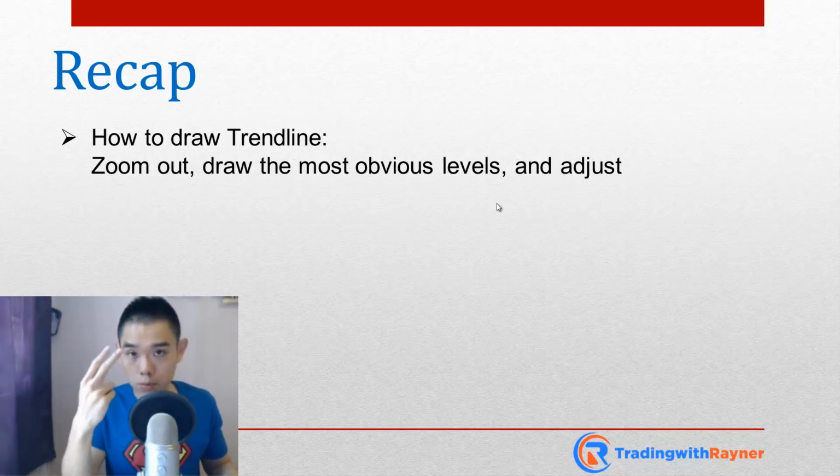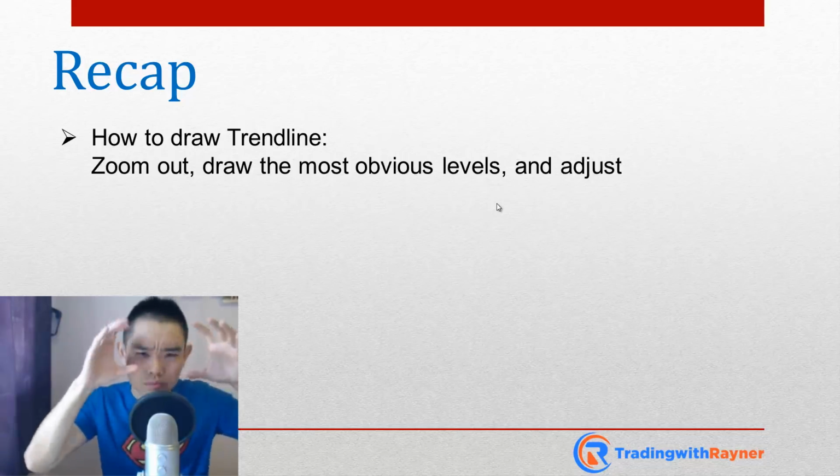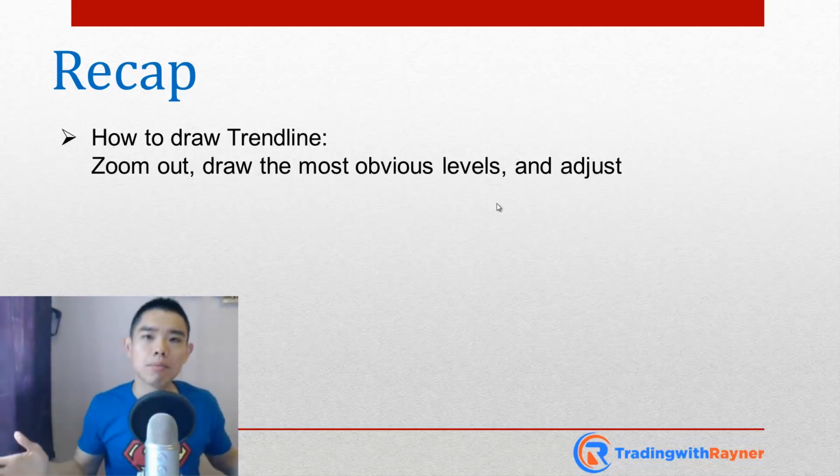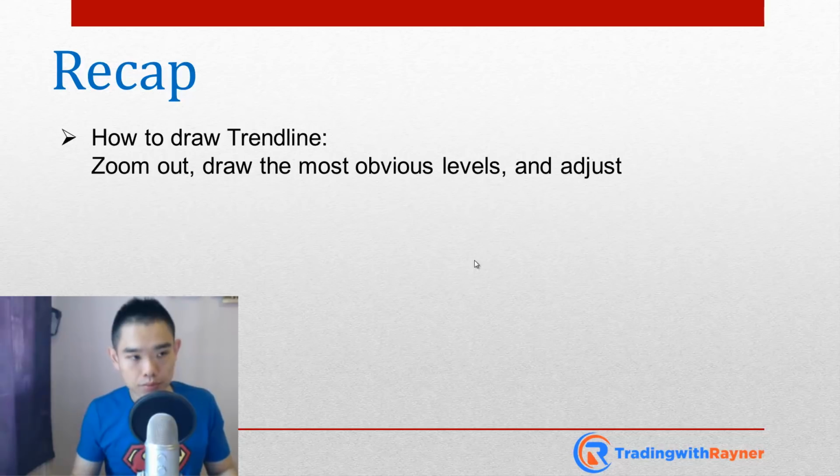Number two, draw the most obvious levels. If it's there, it's there. If it's not there, it's not there. Don't just zoom in, zoom out, magnifying glass. Come on, it's there, you can tell. And the third thing, adjust your trend line. This is my own personal take. I like to adjust my trend line to get as many touches as possible. And as you've seen, you can even draw 2 parallel lines to define it as a zone.